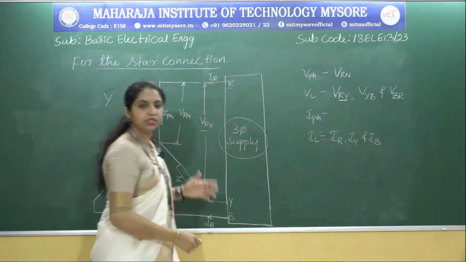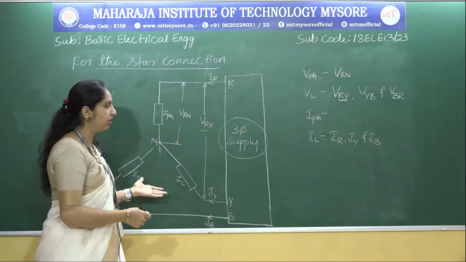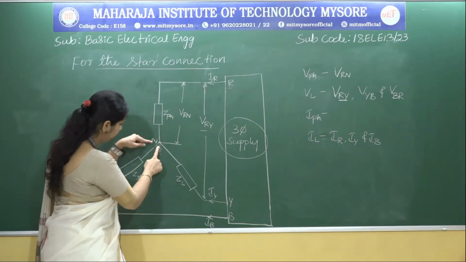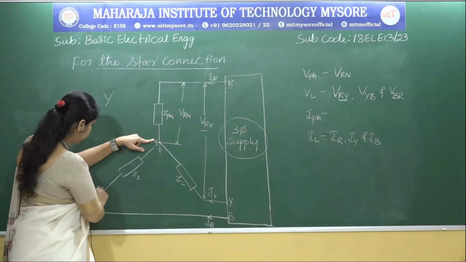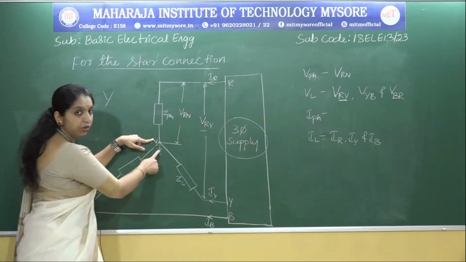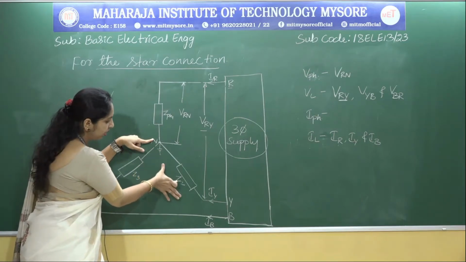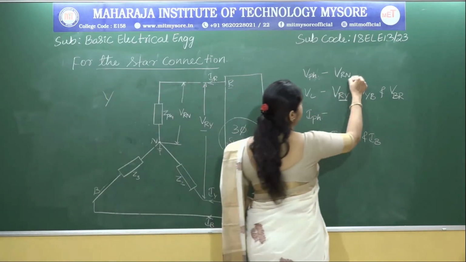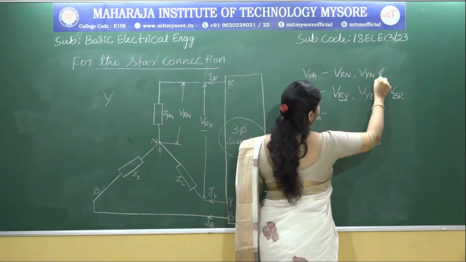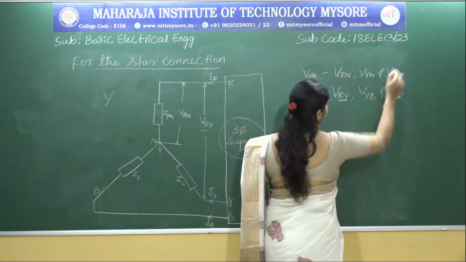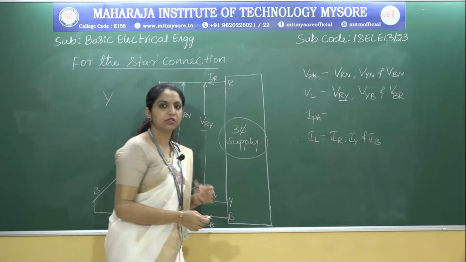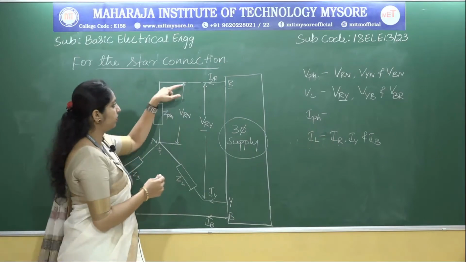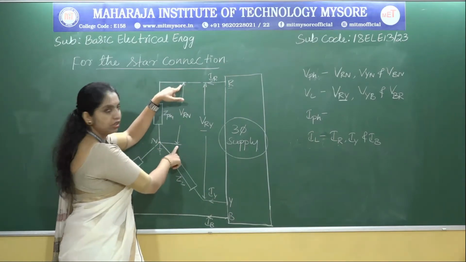How many phase voltages can you find here? Again three phase voltages. One is from R to N, another from Y to N, and this point is B, so B to N. Here you are measuring the voltage across the impedance, across the load. So here we have VRN, VYN and VBN. So there are three phase voltages. Voltage is measured across the load, between one point on the line and the other point at neutral.